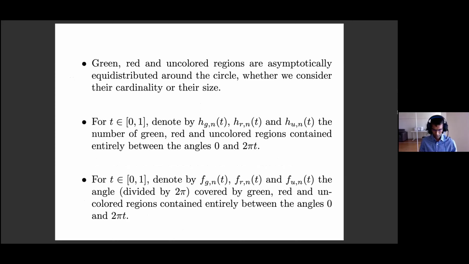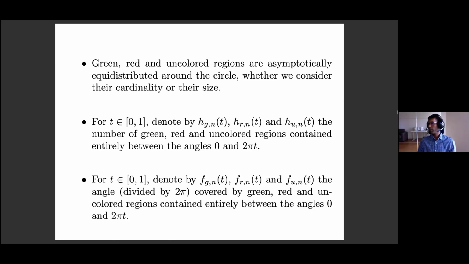Yes, so then asymptotically, we can do something else. We can show that the different colors are equidistributed asymptotically around the circle, which means, for example, that you won't have all the green and red clustering in one part of the circle and then all the rest uncolored. This is not possible. This is a very unlikely event. You will have them distributed equally all around the circle. So this is true whether you consider the number of green regions and different colors of regions, or whether you consider the size. You won't have all the large regions clustering in one area of the circle and then all the smaller ones in the rest of the circle.